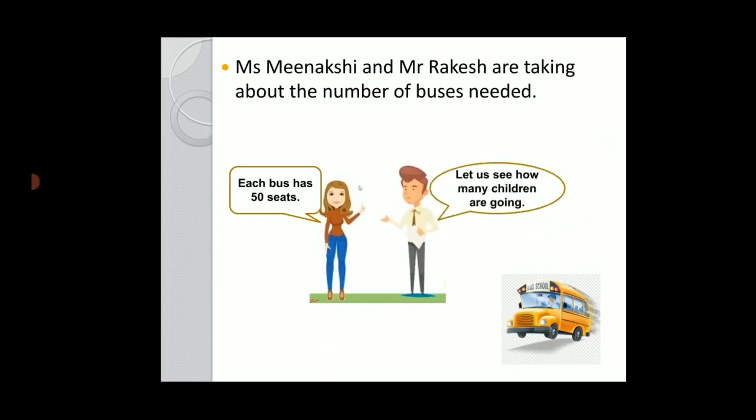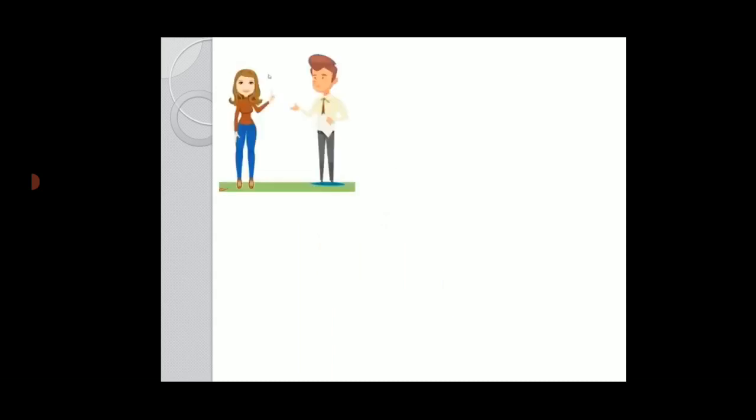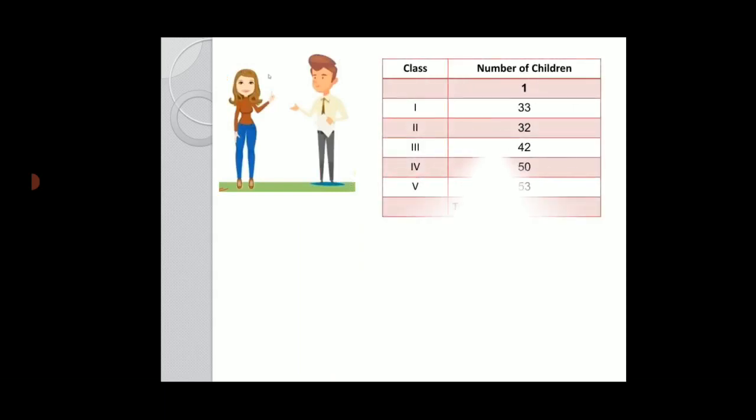To that Rakesh said, let us see how many children are going. So children, before booking the buses, we need to find out the total number of children going for the trip. So they started counting, and then they made a table in which from class 1 there were 33 children, class 2 32 children, class 3 42 children, class 4 50 children, and class 5 53 children.